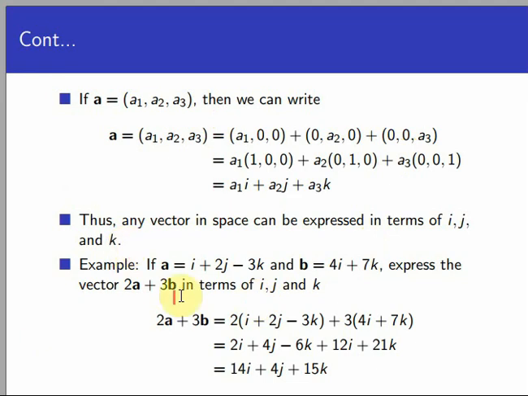Okay, let us see the examples. If a is equal to i plus 2j minus 3k and b is equal to 4i plus 7k, then express the vector 2a plus 3b in terms of i, j, k.